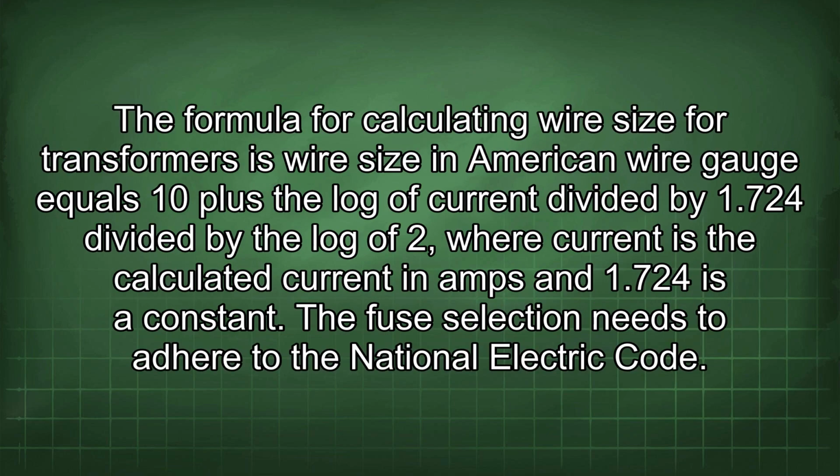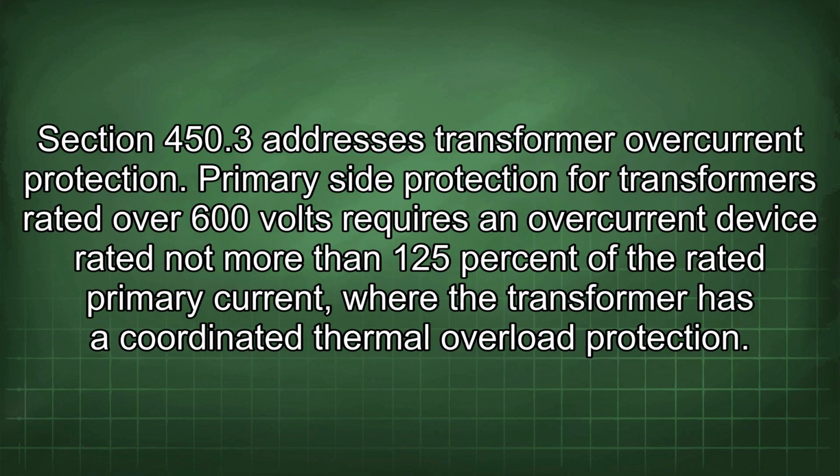The formula for calculating wire size for transformers is wire size in American wire gauge equals 10 plus the log of current divided by 1.724, divided by the log of 2, where current is the calculated current in amps and 1.724 is a constant. The fuse selection needs to adhere to the National Electric Code. Section 450.3 addresses transformer overcurrent protection.